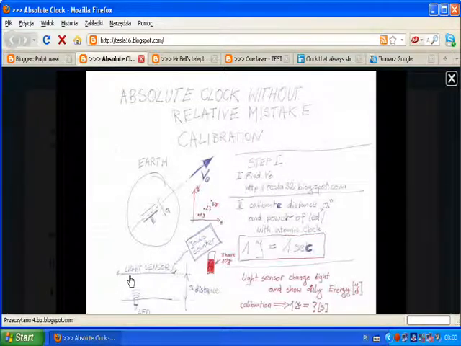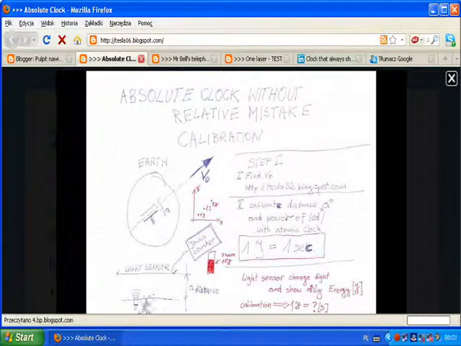Light sensor, register energy. I mean, how many joule per second are received. Light sensor does not measure the time, only counts joule. 1 joule equals 1 second, or 1 joule equals 0.001 second. Okay.